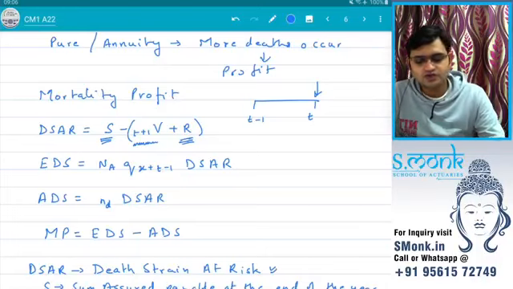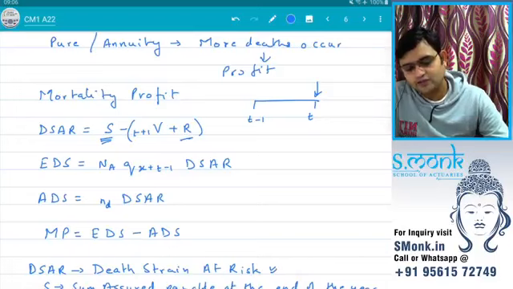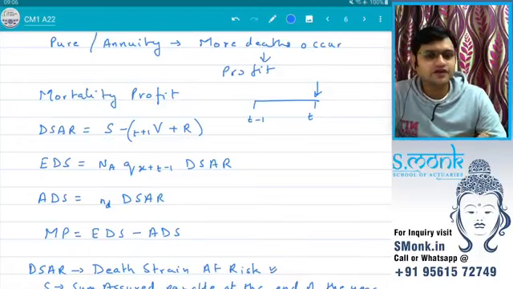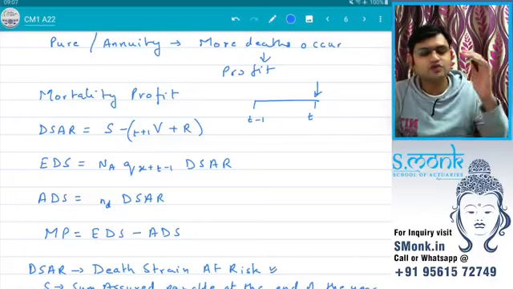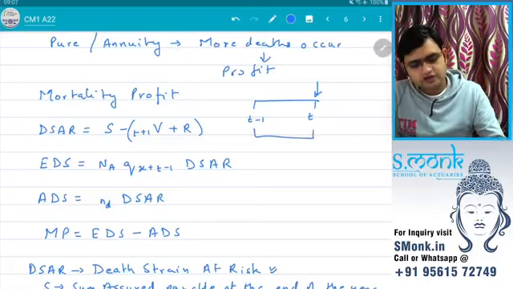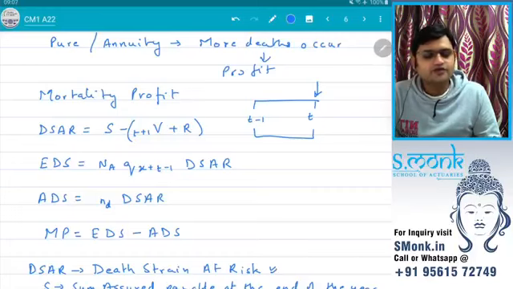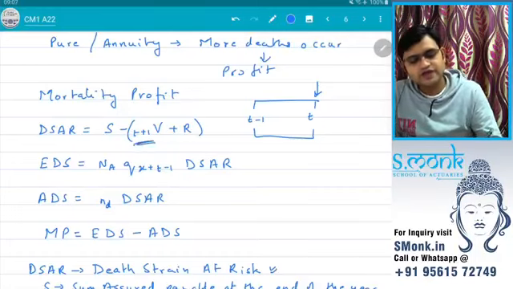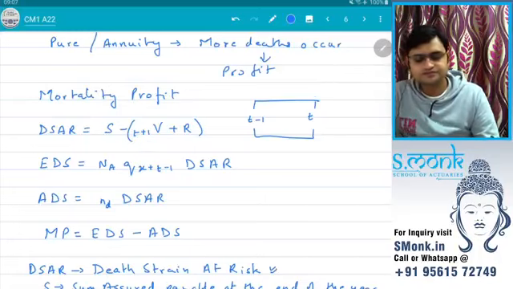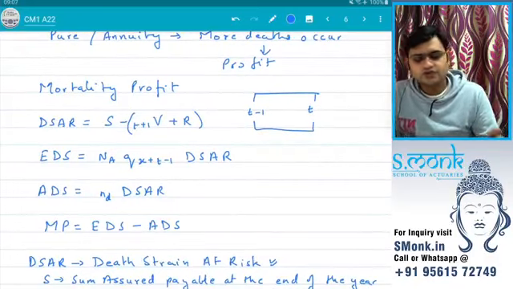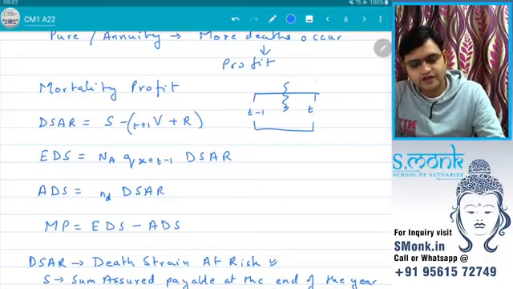So this reserve is basically at the beginning of the next year, or at the end of this particular year. I am not writing exactly what t is anywhere; we'll go by the logic. If we are calculating mortality profit for this year, we are talking about the reserve at the end of this year. So if the person dies within that year, we know at the end of the year we have to pay the sum assured.